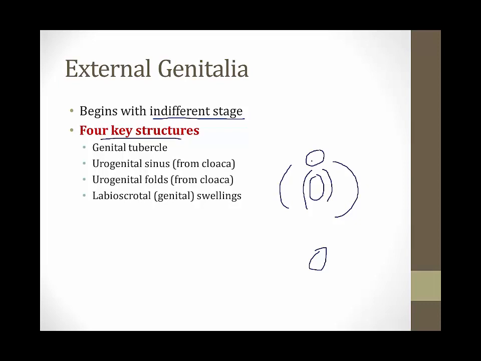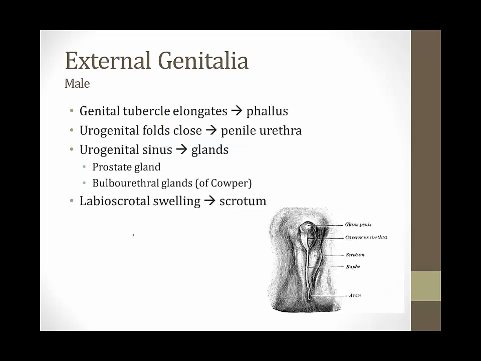Basically, what's going to happen is in the male, the genital tubercle is going to elongate into the penis, and the urogenital sinus is going to close. In the female, the urogenital sinus is going to remain as the opening to the vagina, and the genital tubercle will become the clitoris. So here's what happens in the male. The genital tubercle elongates and forms the phallus, which is just another word for penis. Those folds of tissue called the urogenital folds will close and form the penile urethra.